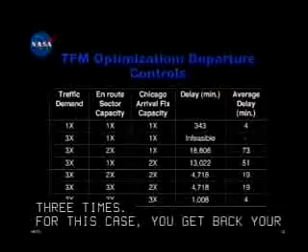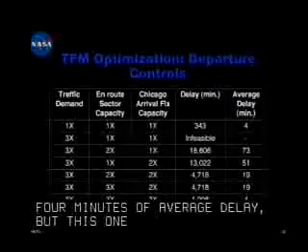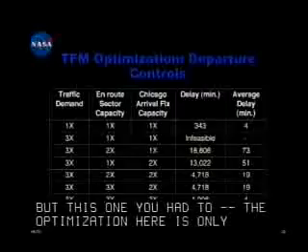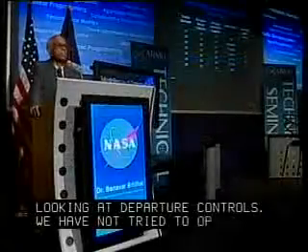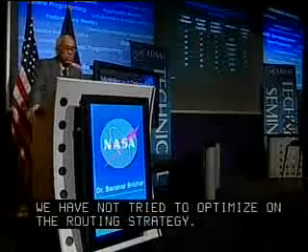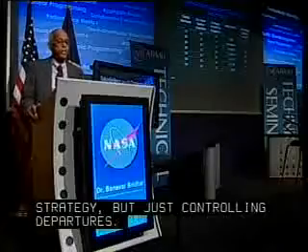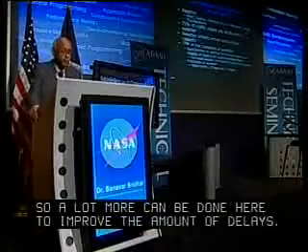But for this one, the optimization is only looking at departure controls. We have not tried to optimize on the routing strategy. We are keeping the same routing strategy, but just controlling departures. So a lot more can be done here to improve the amount of delay. Could I have the next view graph, please?